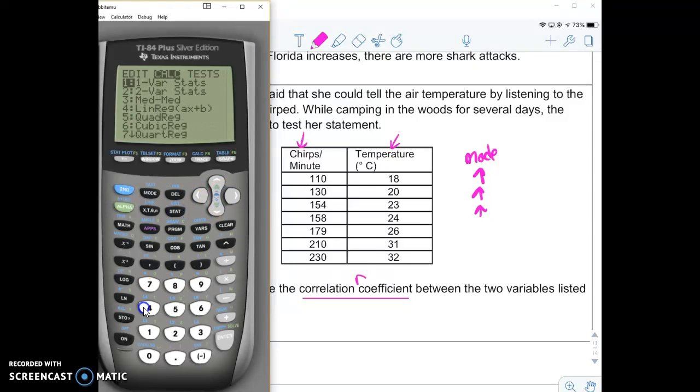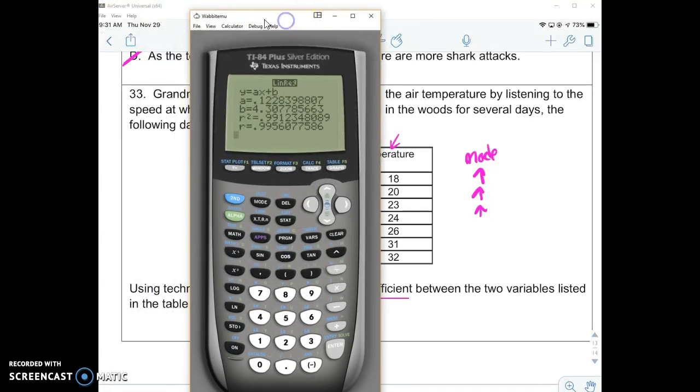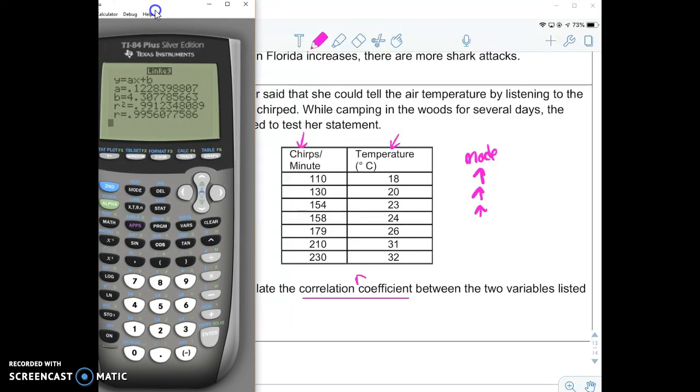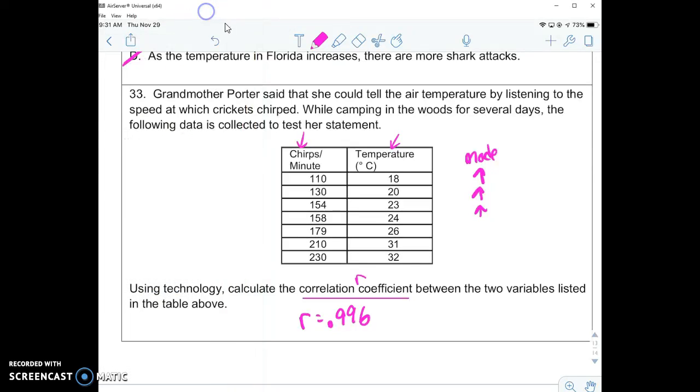Stat, calc, 4. Enter, enter, enter, enter. I am just looking for my R value. Notice we have R squared and R. Remember, though, that we just need R. My calculator shows me that R is equal to 0.9956, so that 5 rounds up to 6. My R value is 0.996.